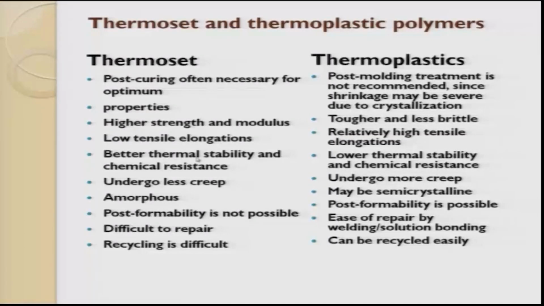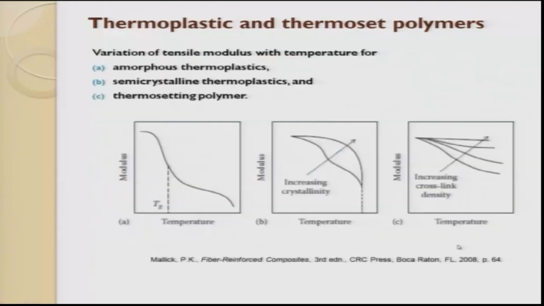When you talk about thermal stability and chemical resistance, thermoset is good as compared to thermoplast. Thermoplast has very low creep resistance; thermoset has very high creep resistance. Predominantly thermoset is amorphous, while thermoplast is semi-crystalline in nature. The post formability is not possible as far as thermoset is concerned because it is not recyclable. So here it is still doable. It is very difficult to repair thermoset. Here you can do some amount of repair because it is recyclable. So recycling is difficult for thermoset and very easy as far as thermoplastic is concerned.